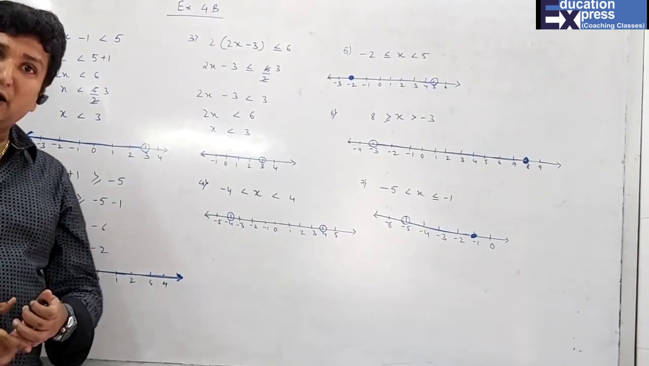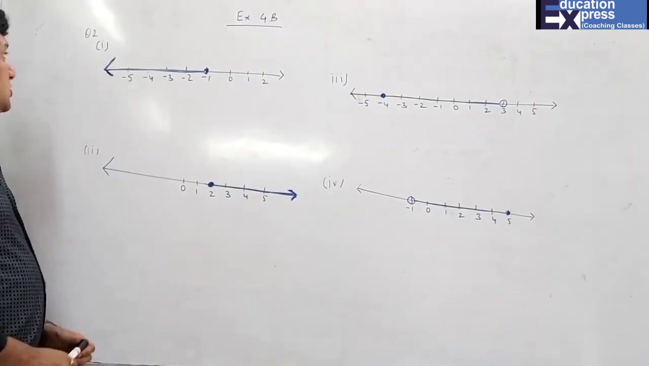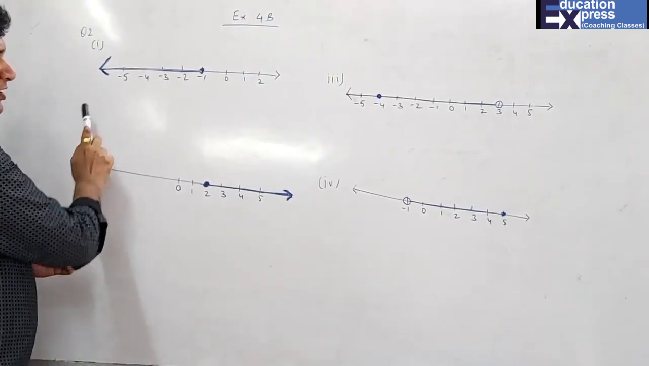Now question 2 says what? We have a number line and we have to draw a relation like this. That means set builder form. This is question number 2. First, second, third, fourth.